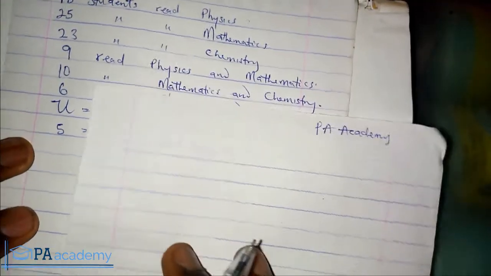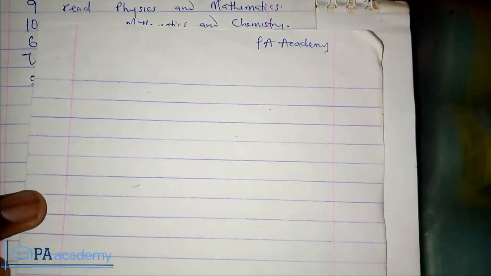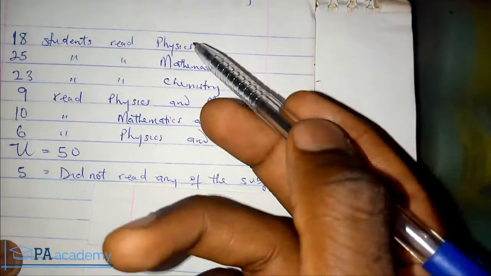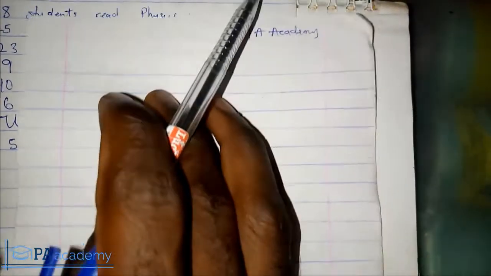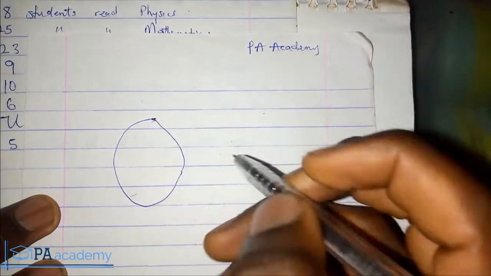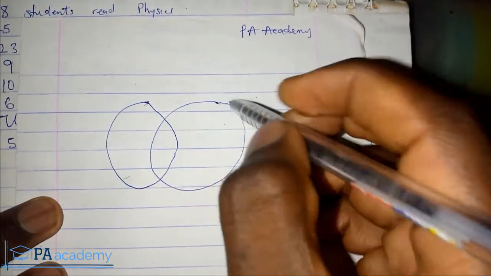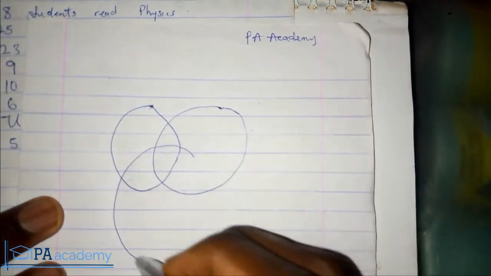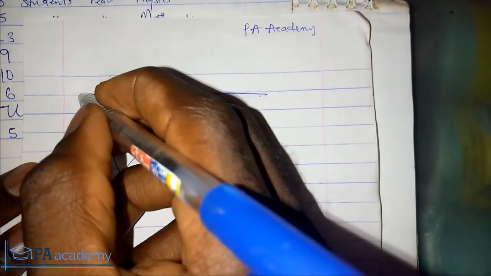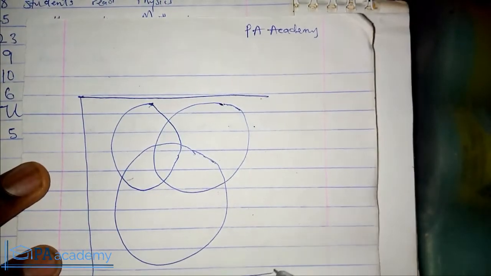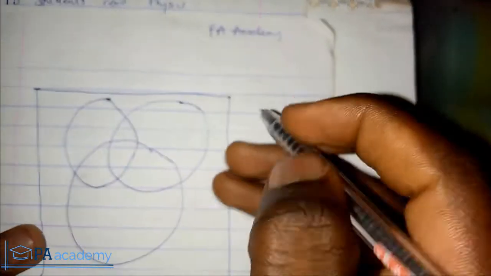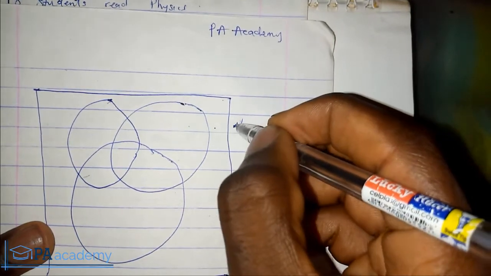So what we are going to do now is to draw a Venn diagram to illustrate it. There are 3 sets here. We have that of physics, maths and chemistry. So then we'll put it in a box. So our universal set is 50. So put it somewhere beside it.